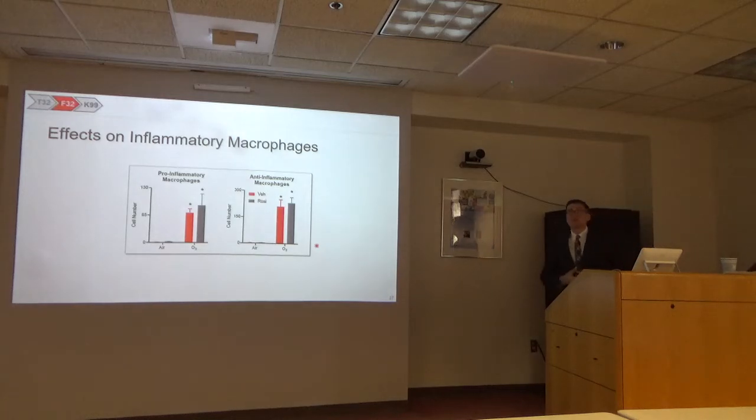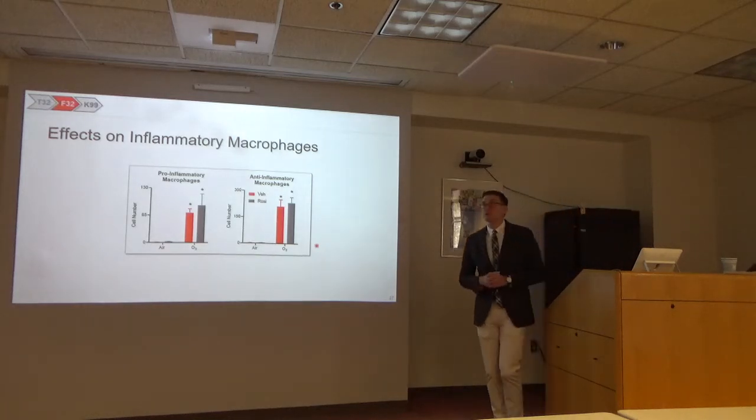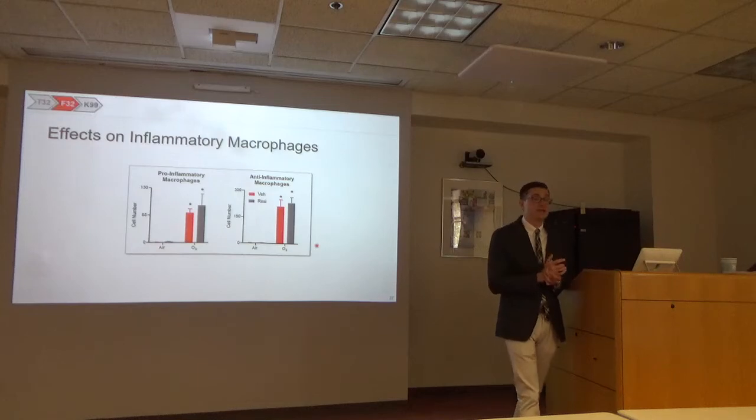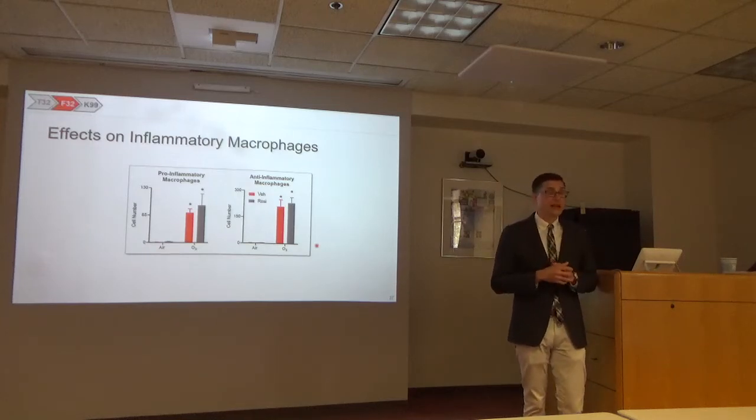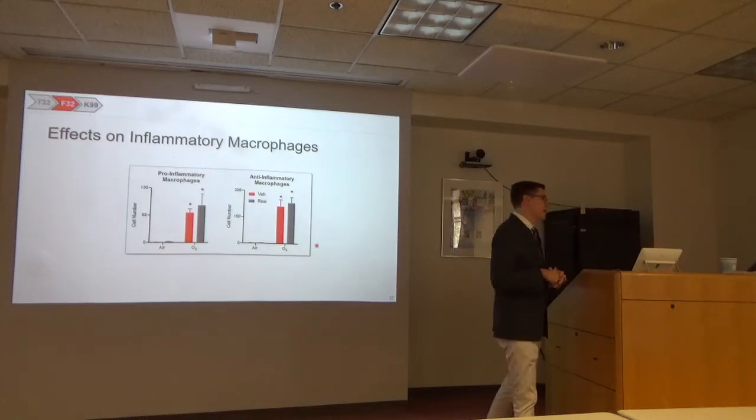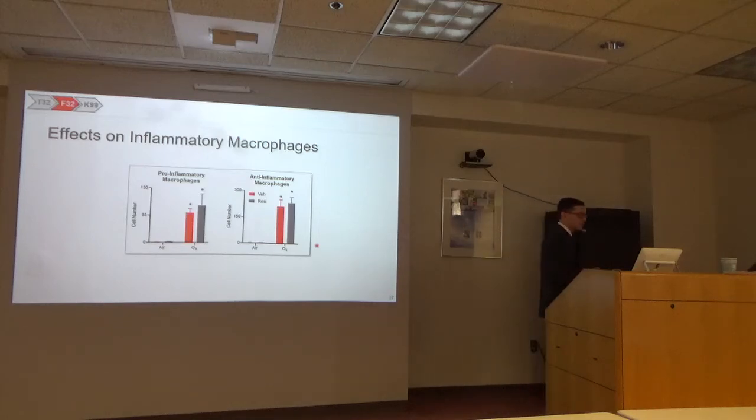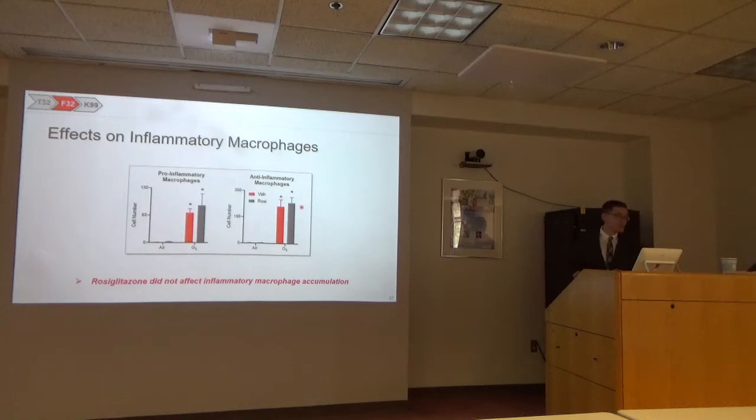So then, of course, we looked at the effects on the inflammatory macrophages, because we know that these cells are involved in lipid handling and lipid homeostasis. And we did this again by flow cytometry. And so as before, we saw a significant increase in the levels of both the pro and anti-inflammatory macrophages after inhalation of ozone. What you can also see is that administration of rosiglitazone did not affect that increase. So it doesn't seem that rosiglitazone is affecting inflammatory macrophage accumulation or phenotype.